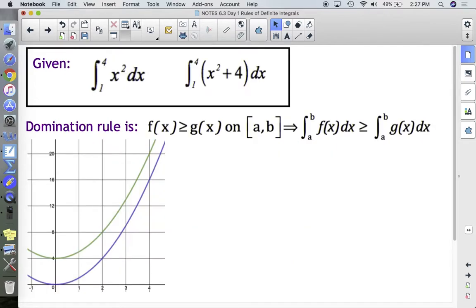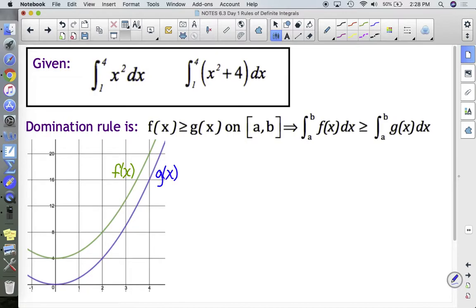All right, the dominion rule. Dominion is all about who's higher on a curve, having more area between themselves and the x-axis than whoever's lower on the y-axis. So the green curve that I have here is clearly greater than the blue curve. So my green curve is f of x. My blue curve is g of x.